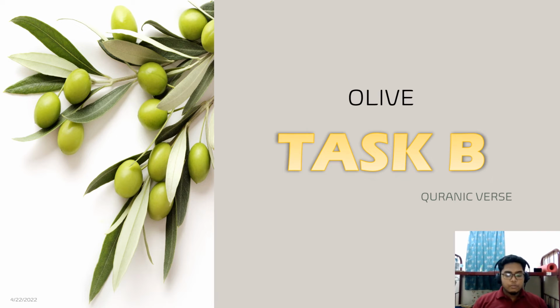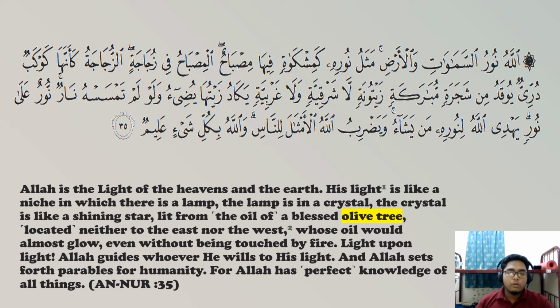Okay, for task B, the type of plant mentioned in the Quran, our group has decided to choose olive. For the Quranic verse, Allah has mentioned the olive tree in Surah An-Nur verse 35, in which Allah said that Allah is the light of the heavens and the earth.